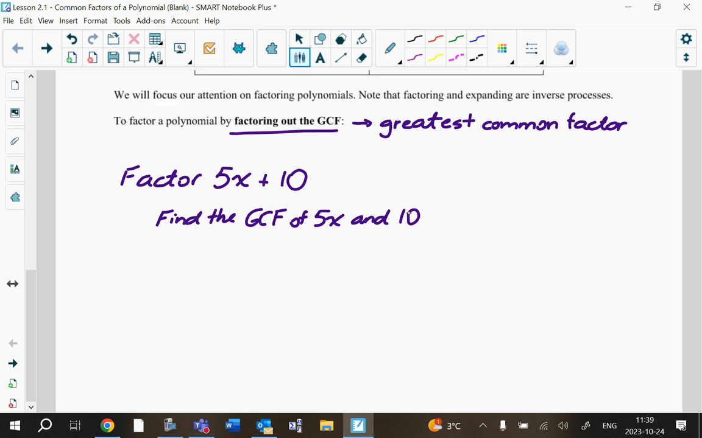What is the largest expression that goes into 5x and 10? What number goes into both of them? 10 does not go into 5. 5 goes into both of them, right? Can I divide an x into both of them? No, because there's no x here. Okay, so the greatest common factor of these two is 5. This is one of the factors.